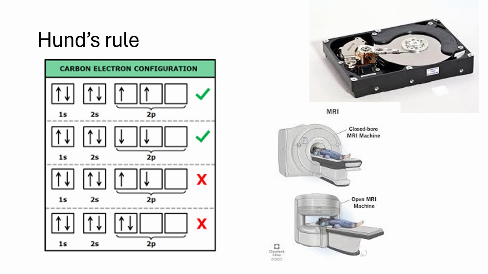Hund's rule is very useful as it helps explain the magnetic properties of some elements and molecules. Scientists and engineers use principles derived from Hund's rules to design new materials with specific magnetic properties. This is important for technologies such as magnetic data storage, MRI devices, and various electronic devices.